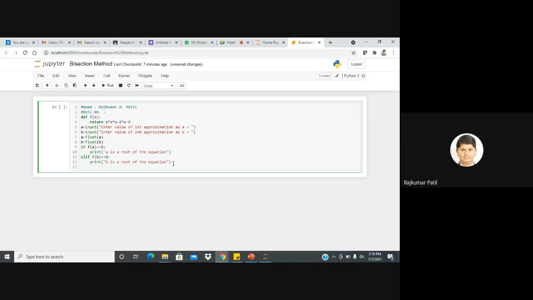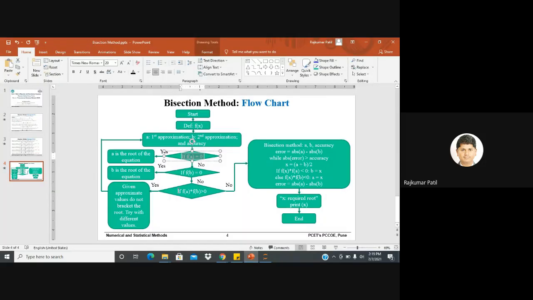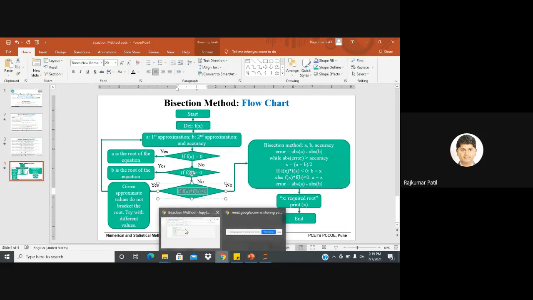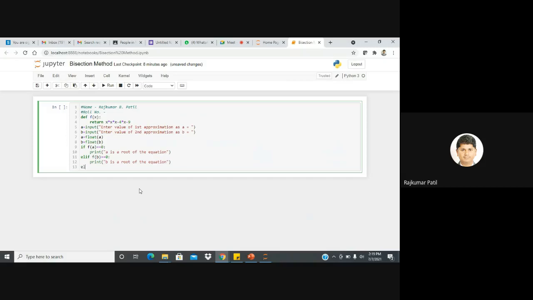Then we will go to the next condition, that is we check if f of a into f of b is greater than 0. This is the third condition. So again we will write elif as the syntax, and f of a into f of b, this product is greater than 0. If this condition is true, then we will write root does not lie between a and b.